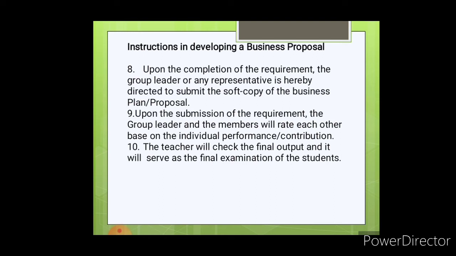Upon the submission of the requirement, the group leader and the members will rate each other based on individual performance or contribution. And the last one, the teacher will check the final output, and it will serve as the final examination of the students if the higher administration or the principal approves the teacher's proposal not to take the exam anymore. But if this proposal is not approved, then students will be taking the examination in accordance with the guidelines set by the Department of Education or by the institution regarding the subject. Okay?